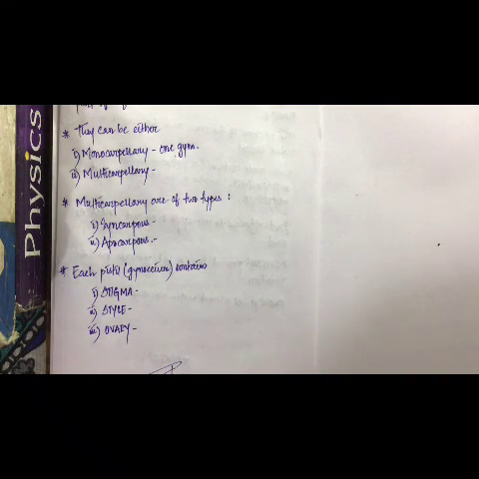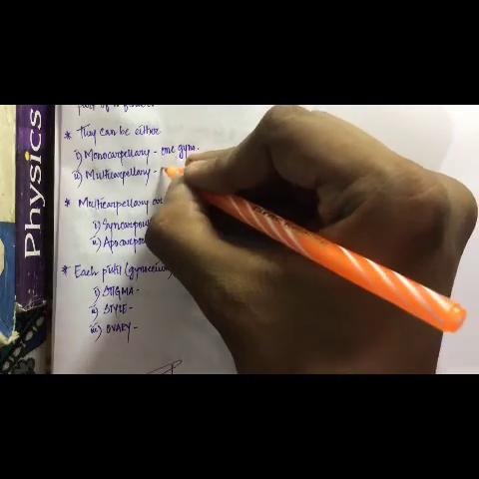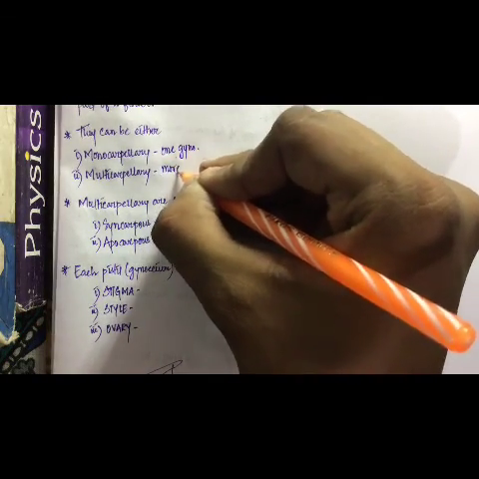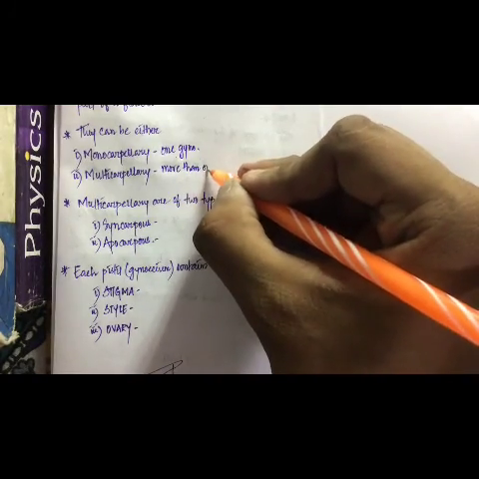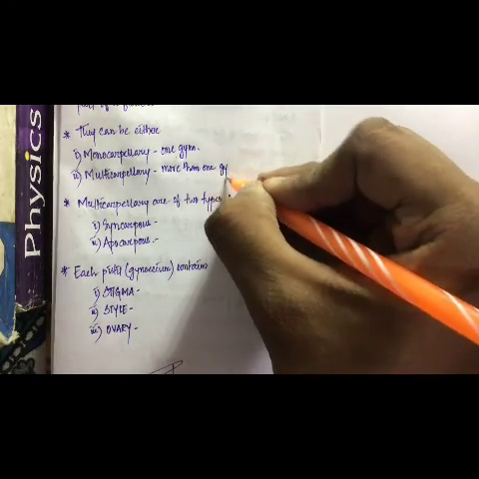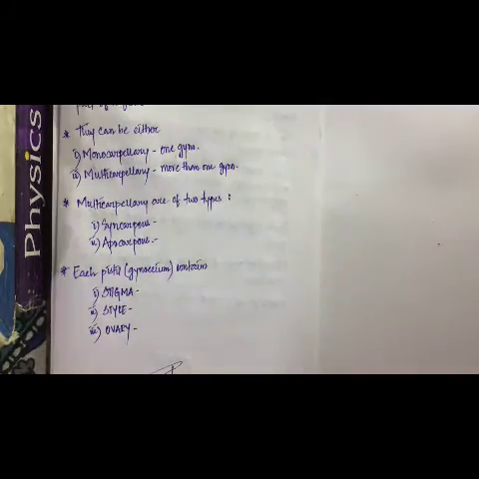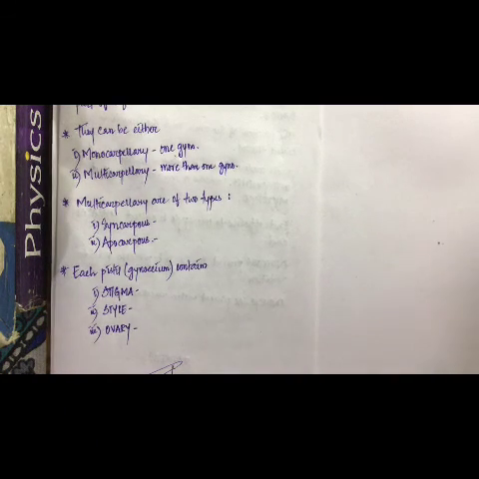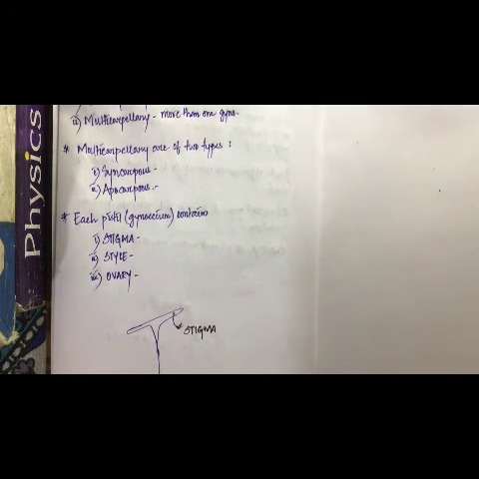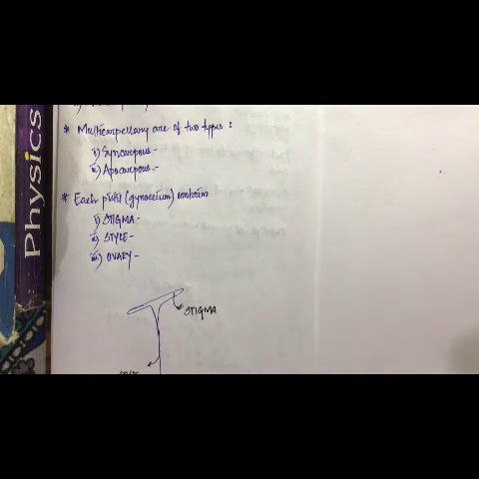And what about a multicarpellary flower? If a flower contains more than one gynoecium, then such kind of flowers are called multicarpellary flowers. So if a flower contains more than one gynoecium, such flowers are called multicarpellary flowers. Clear? Now these multicarpellary flowers are of two different types.